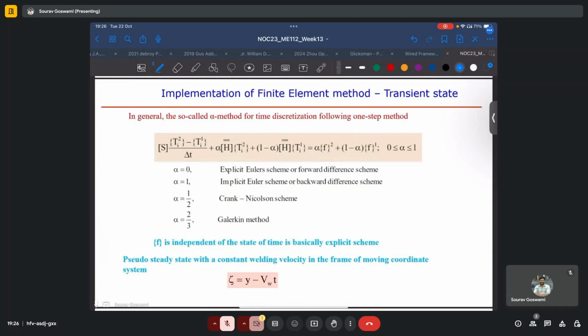If alpha is equal to 0, it is known as the explicit Euler scheme or just the forward difference. If alpha is equal to 1, it's known as the implicit Euler scheme or the backward difference scheme. If alpha is half, it takes on the form of the Crank-Nicolson scheme. Or if alpha is two-thirds, it becomes the Galerkin method. Now the load F is independent of the state of time and is basically an explicit term. And the pseudo steady state with constant welding velocity in the frame of moving coordinate system can be modeled as chi equals xi equals y minus v welding times t. This is also what has been implemented in the Rosenthal solution.